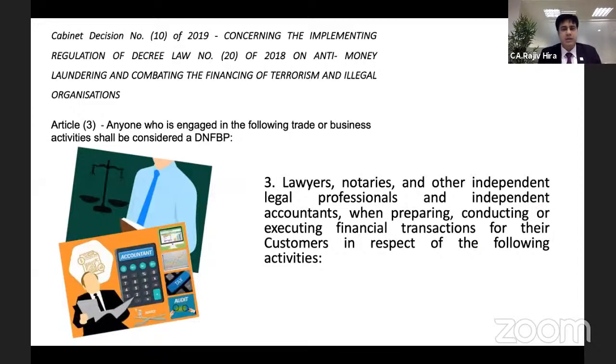Next comes, and this is again getting into a very broad category. It talks about lawyers, notaries, and independent legal professionals and independent accountants. So this is where the independent accountant, which is very much related to our business and profession, also comes into play. These are all commas, these are not and or. When they're preparing, conducting, or executing financial transactions for their customers in respect of the following activities. So they have given the activities. Now, preparing means, is preparing management accounts an activity? Yes, maybe. Is conducting an activity also important from that perspective?